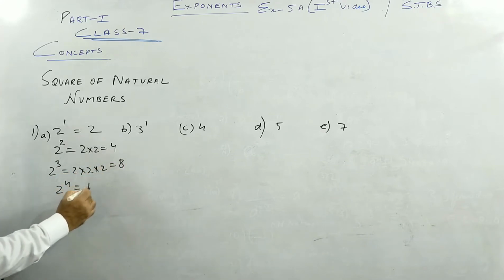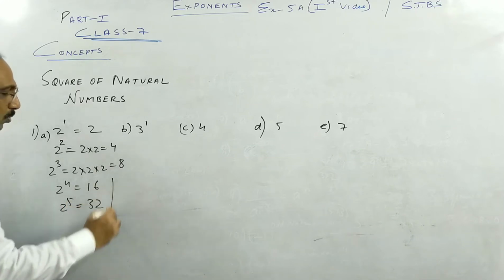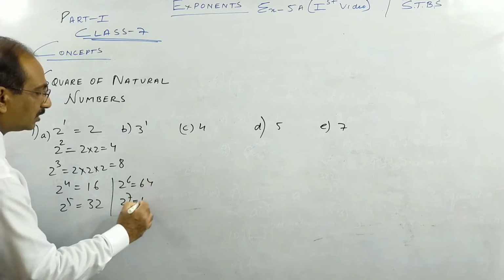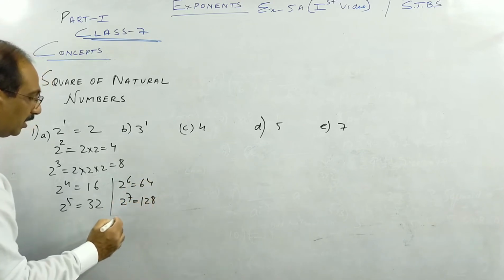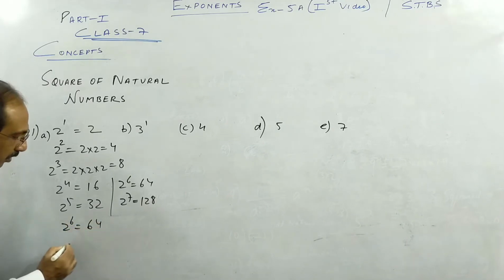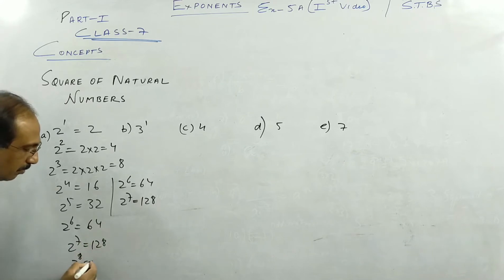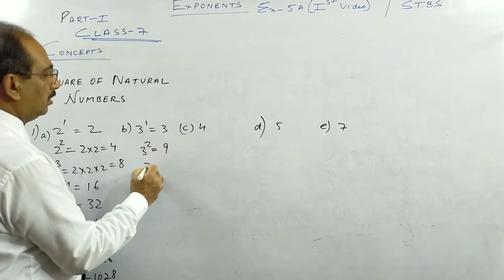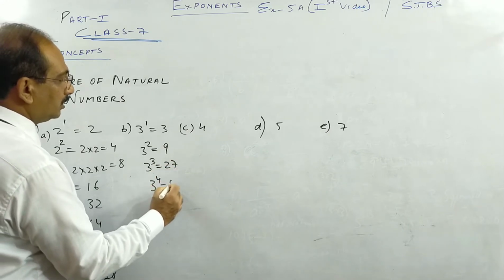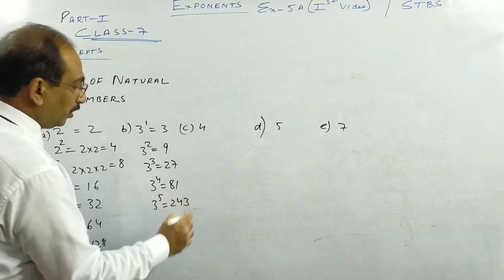In the same way, 2 to the power 4 is 16. 2 to the power 5 is 32. 2 to the power 6 is 64. 2 to the power 7 is 128. Here each power just doubles the previous one. 3 to the power 1 is 3, 3 squared is 9, 3 cubed is 27, 3 to the power 4 is 81, 3 to the power 5 I think is 243.